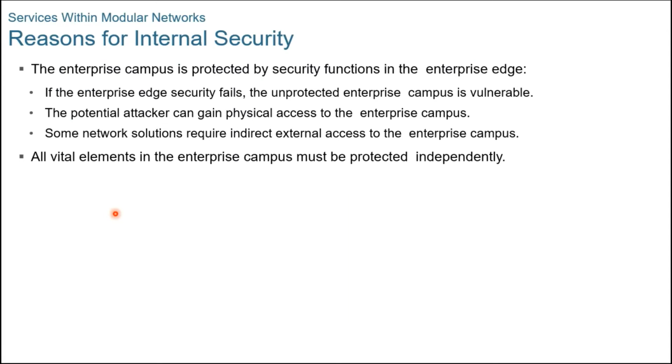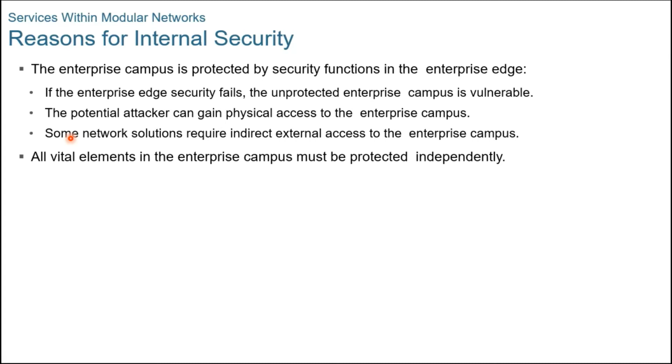Now, what are the reasons for internal security? Strongly protecting the internal enterprise campus by including security functions in each individual element is important for the following reasons. So that would be if the security established at the enterprise edge fails, an unprotected enterprise campus is vulnerable. So deploying several layers of security increases the protection of the enterprise campus where the most strategic asset usually resides.